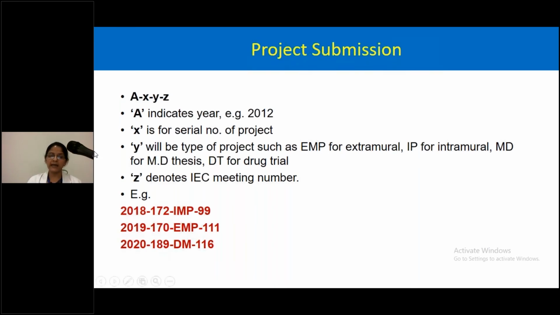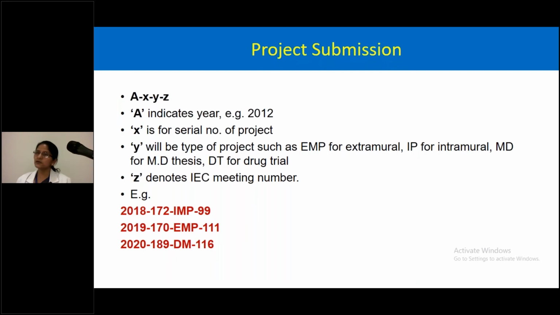This is the type of project that we receive. For example, IMP is an intramural project, extramural project, a DM project, similarly an MCH project, and MD project. So that is how we give the numbers to these projects, and the end is the meeting number. So if it is just written as 99, that means it has gone to a full board review. If it is written EXP 42, 43, 45, it means it has gone to the expedite committee, and that is how it has been reviewed.